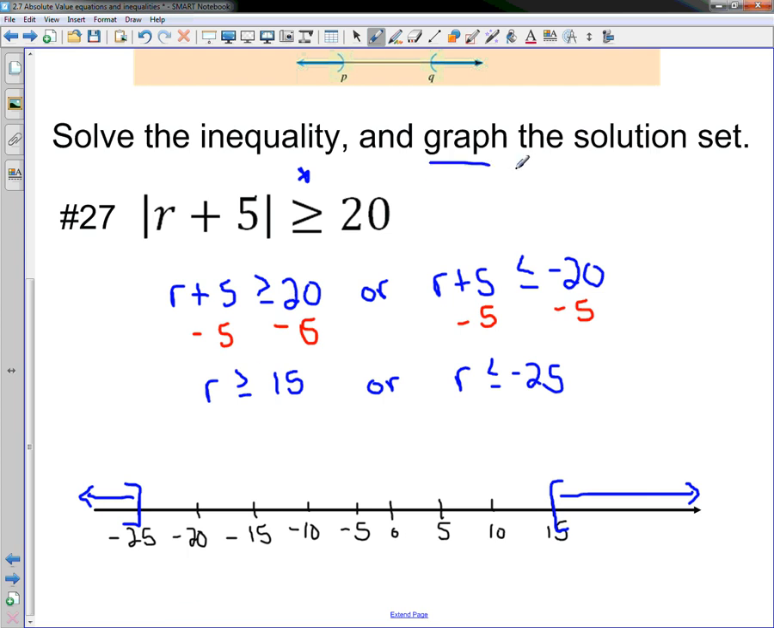So this is the graph of the solution set. We want both of them because we're dealing with an or statement. So it can either be less than or equal to negative 25 or greater than or equal to 15. If we were to write this in interval notation, well, remember this goes to negative infinity, comes back to negative 25. We have our bracket. Since it's an or statement, we have a union symbol. Starts back up at 15 and goes to infinity.